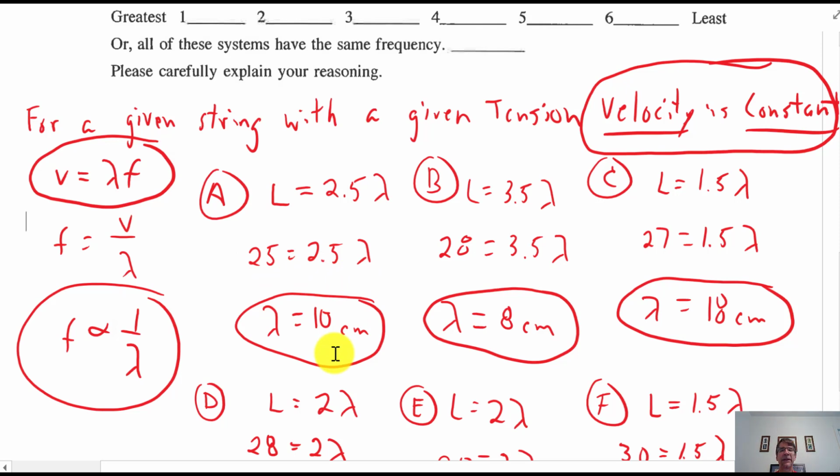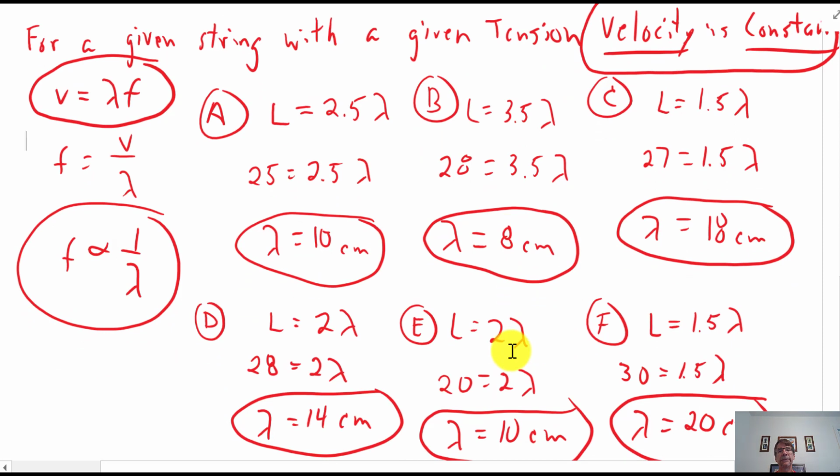You do the same thing for B, C, D, E, and F. In B, I said there's 3.5 wavelengths. You can go back and look at that. And it tells you in the problem above, it's a length of 28 centimeters. It's a different length string. So 28 divided by 3.5 gives you 8 centimeters. So this gives you the wavelength of each string. You just take the length that's given, divide by how many waves you see, and then you calculate the wavelengths in each of these 6 scenarios, and then the ranking is by inverse wavelength.